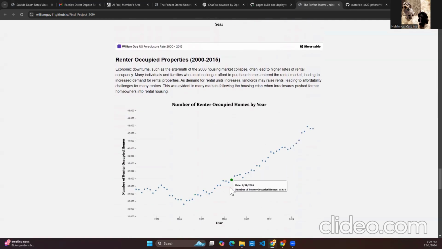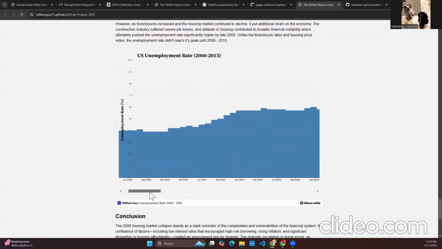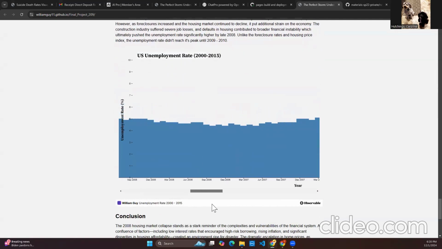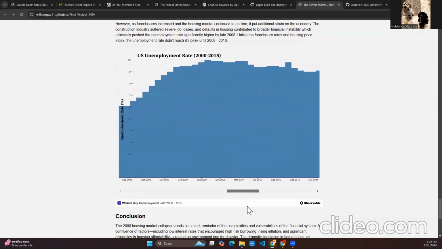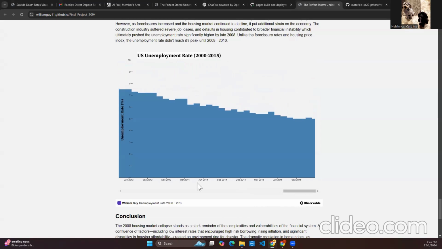Renter-occupied properties started to increase right around 2008. It hasn't stopped increasing. And finally, we looked at unemployment, which was pretty steady through 2000, 2004, clear until 2008, it started to increase. In 2010, it hit a peak of 10%.